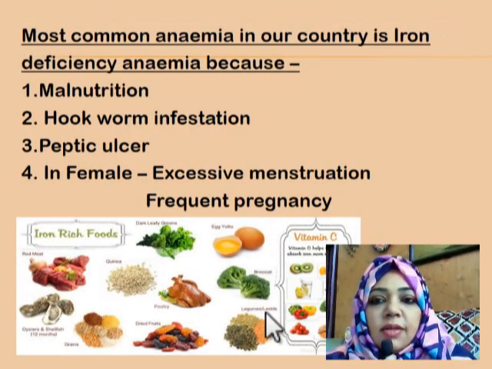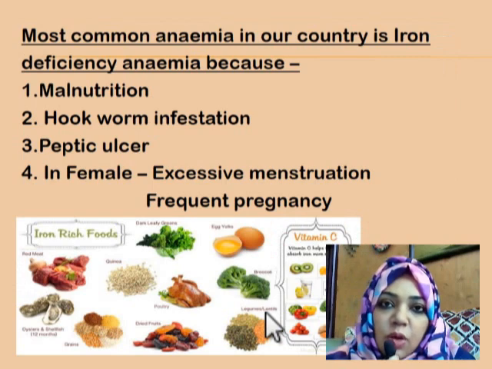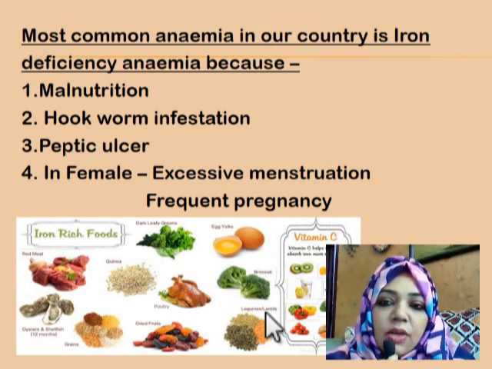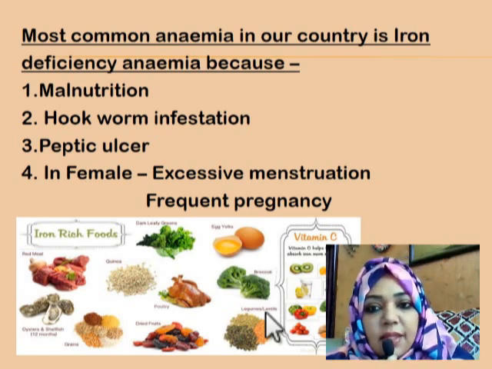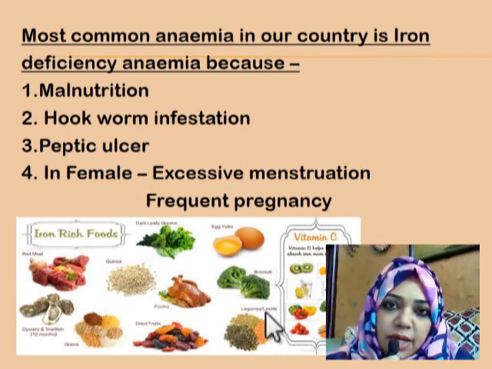So what is the most common anemia in our country? As we all know, it is the iron deficiency anemia, and the main causes of this are malnutrition, hookworm infestation, peptic ulcer, and in females, excessive menstruation or frequent pregnancy.